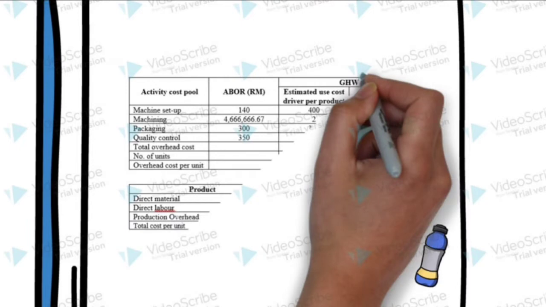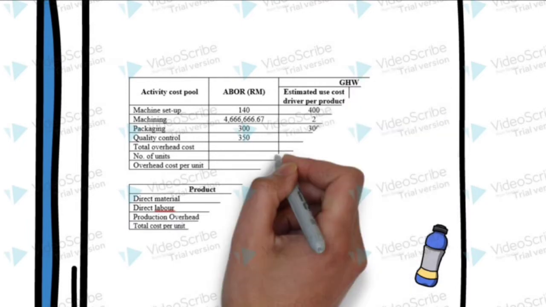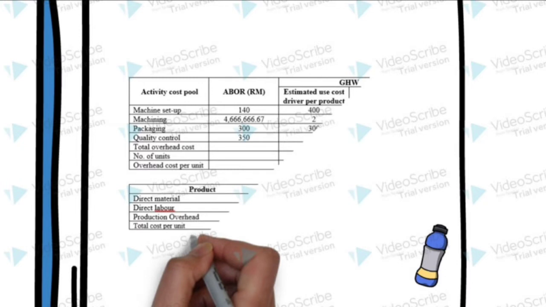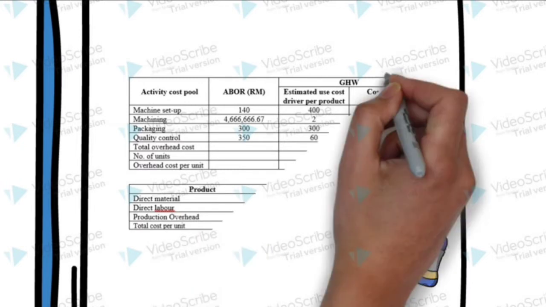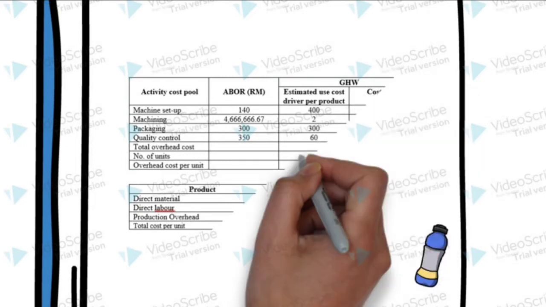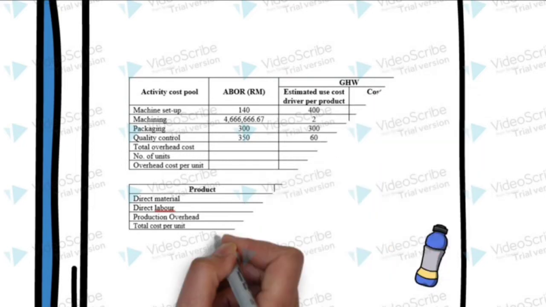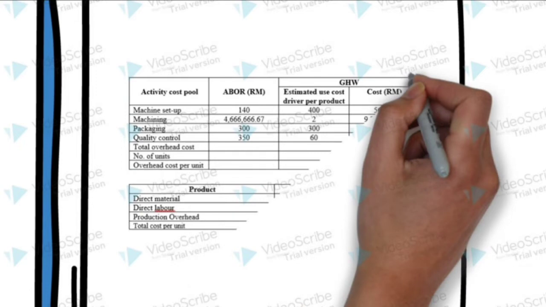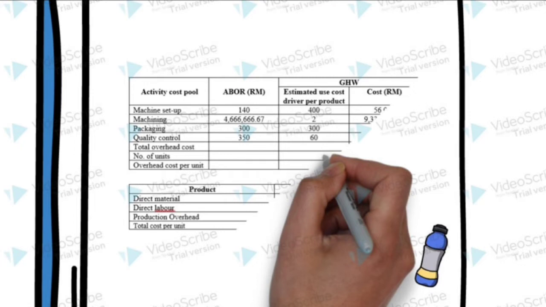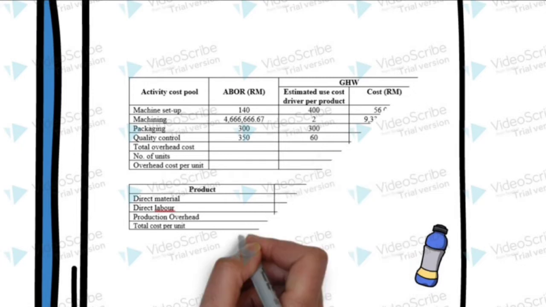2021883216. Let's discuss together how to calculate the cost per unit for Great Healthy Water or GHW using the activity-based costing method or ABC method. The formula for calculating the cost per unit is the total overhead cost divided by the number of units, which is 60,000 units. Before that, we need to find the overhead cost. The formula is rate multiplied by the estimated use of cost driver per product.